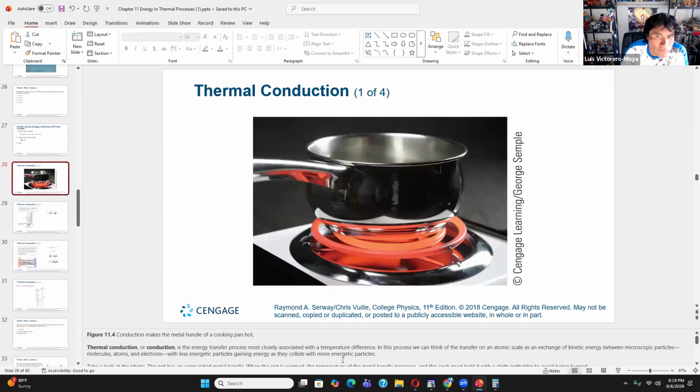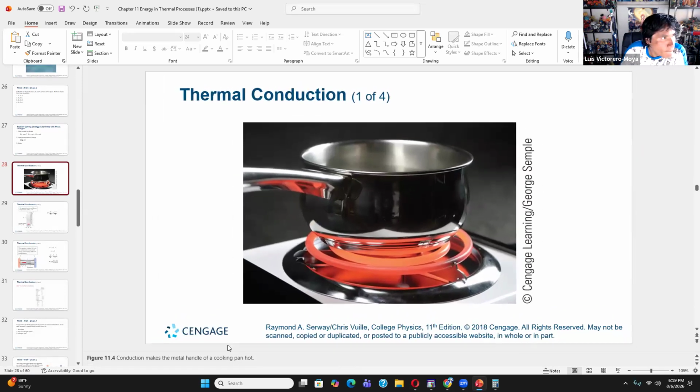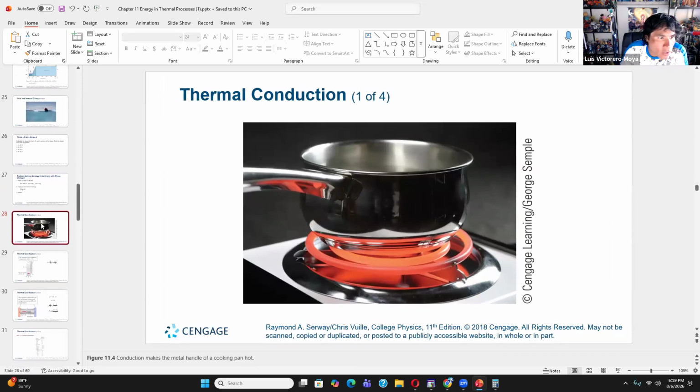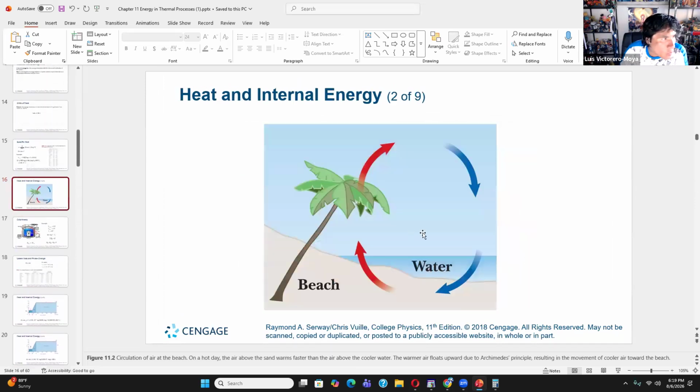What will be this? What type of energy transfer is this? That is conduction. All right, when there is a direct contact between two bodies. This is what we know in physics as convection, which also happens when you cook.